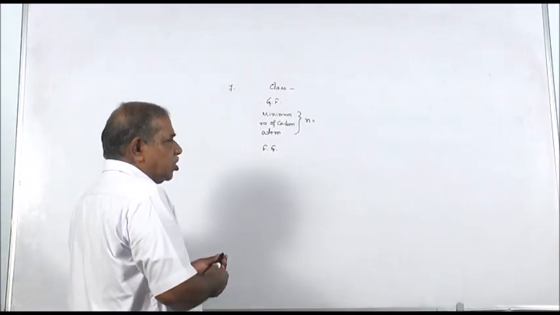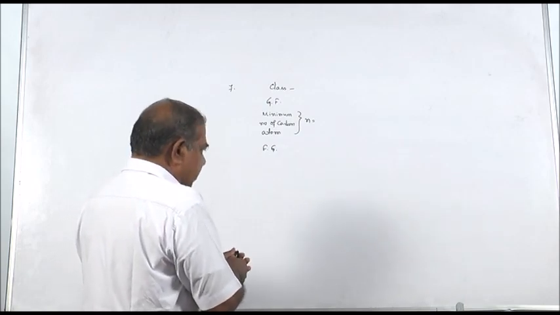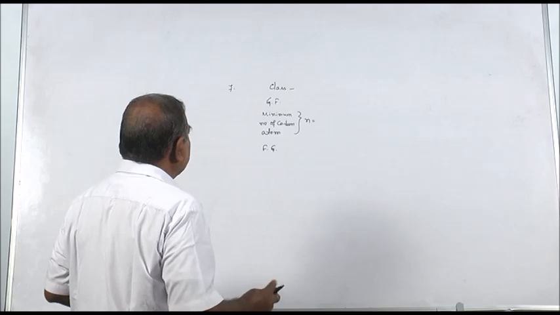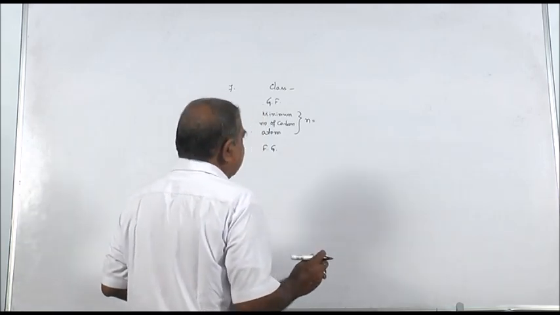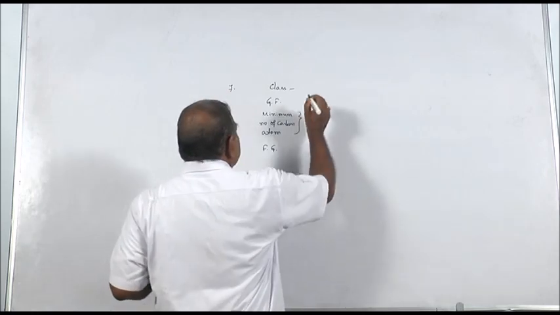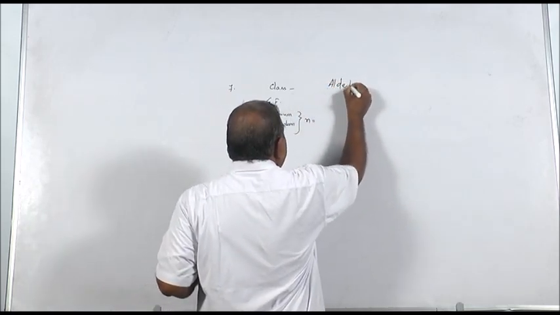We will continue the discussion of the nomenclature so far as the IUPAC system is concerned. Last class we discussed up to ether. Today we will start with the class of compounds called aldehyde.